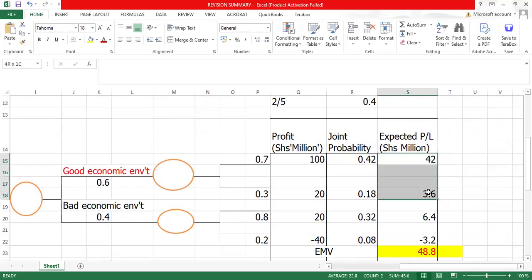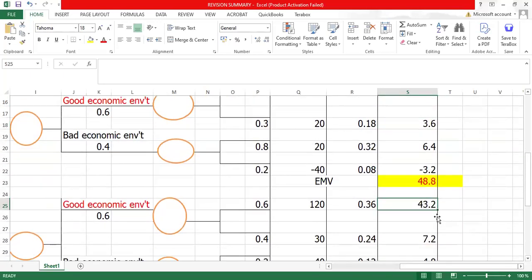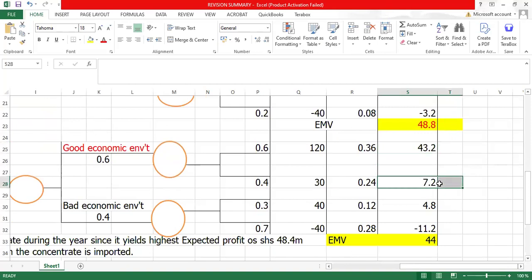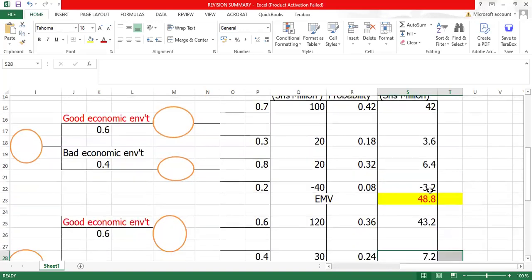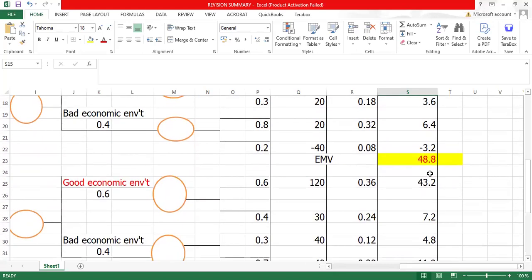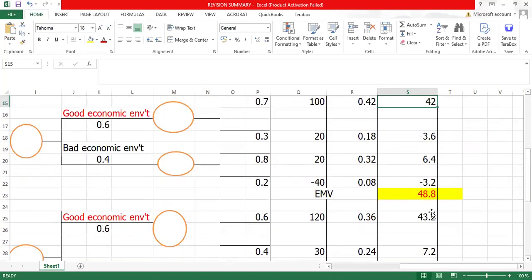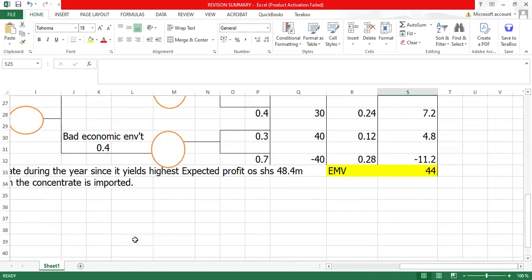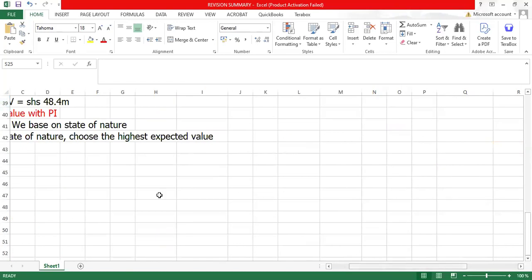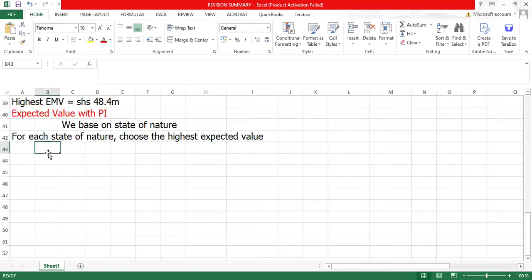So what is the highest value? Here you have 42, here you have 3.6, here you have 4.3, here you have 7.2. Which one is the highest? 43.2. So you first choose 43.2. Good time. Here you have seen that it is 43.2.